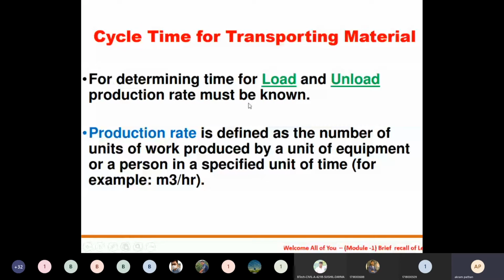What is production rate here? The number of units of work produced by a unit of equipment or a person in a specified unit of time. So how much work is carried out by a particular machine or person within a given time duration. Suppose, for example, the daily working time is 7 or 8 hours. How much work will be done in that time is known as the production rate of that machine or person.